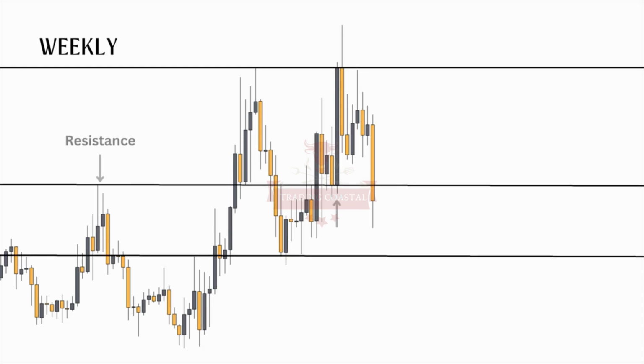Note this is the only thing we need from the weekly time frame, which is the key levels of market structure. They have a high chance for price to react to when it taps into them.